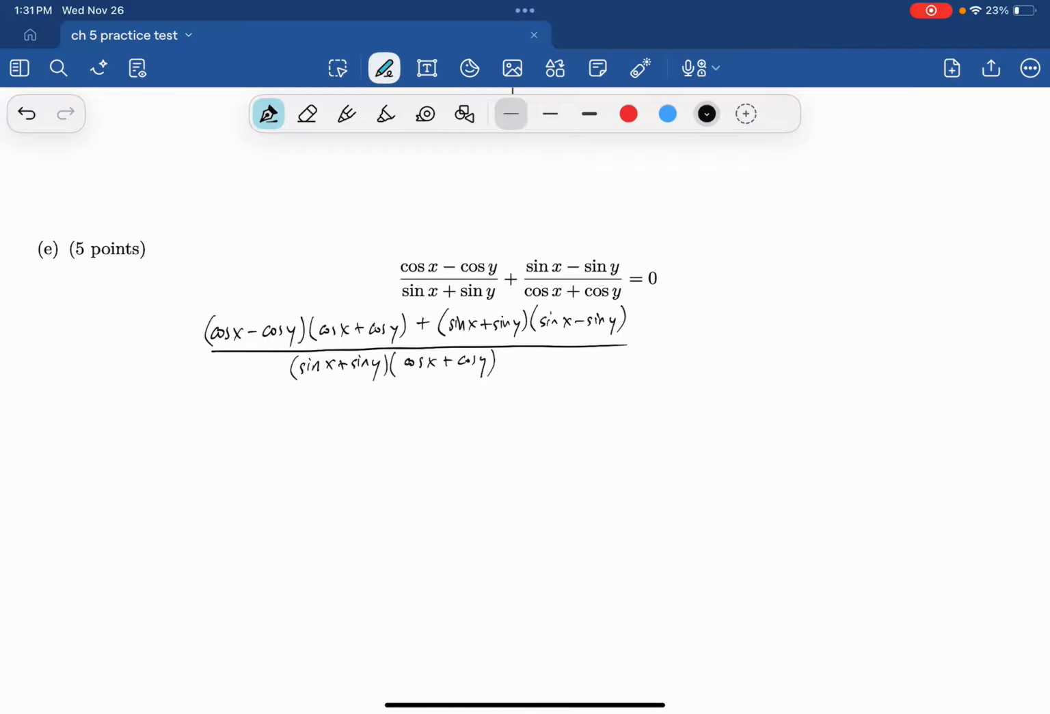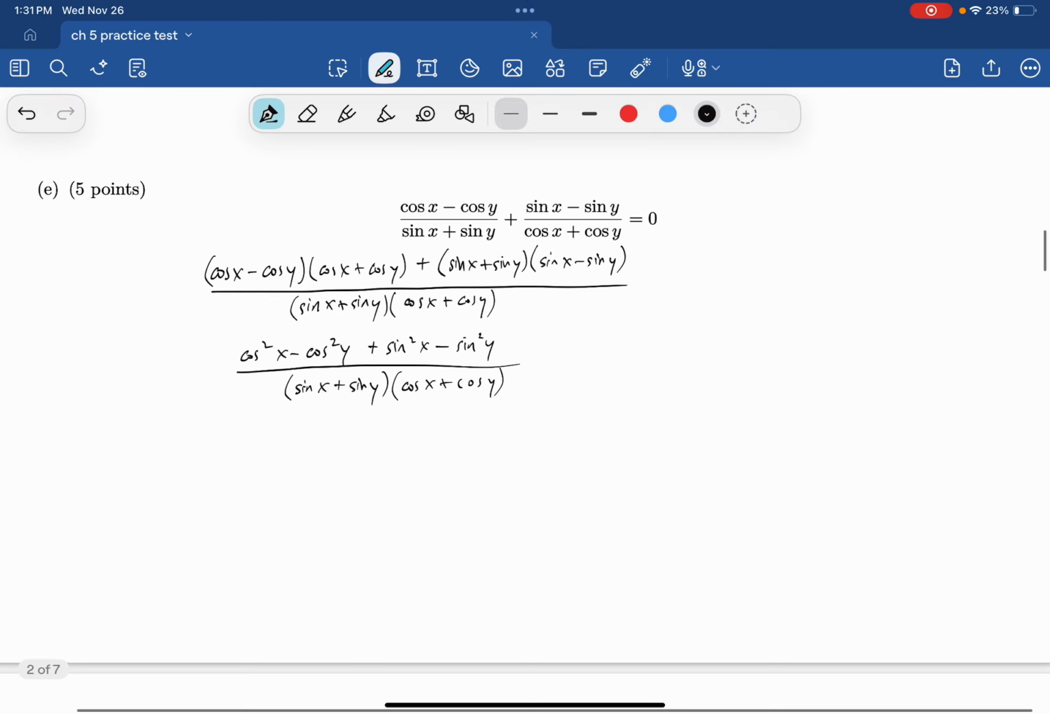All right, so in the numerator, that allows us to expand. Actually, these are both differences of squares. And so this becomes cosine squared x minus cosine squared y plus sine squared x minus sine squared y. And the denominator I'm going to leave unexpanded because it's not helpful for us. We're trying to prove that this fraction equals 0, right? And so all we care about is the numerator. Okay.